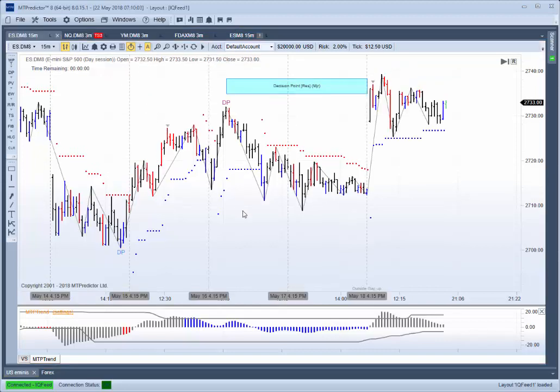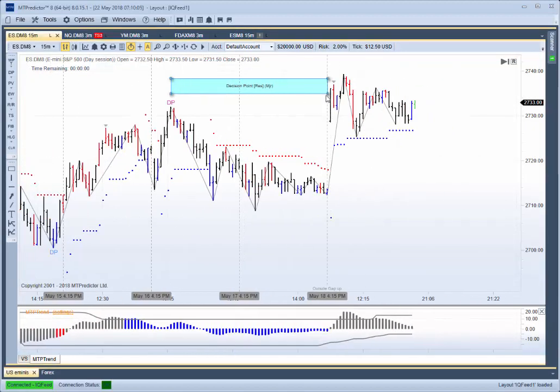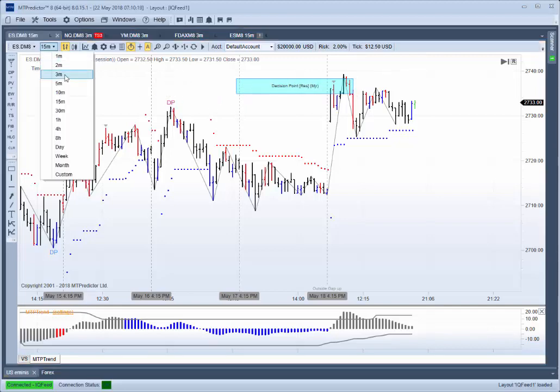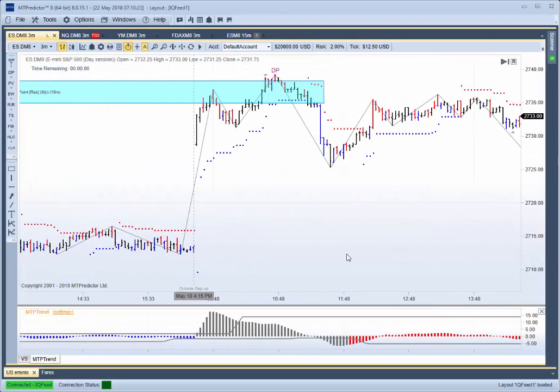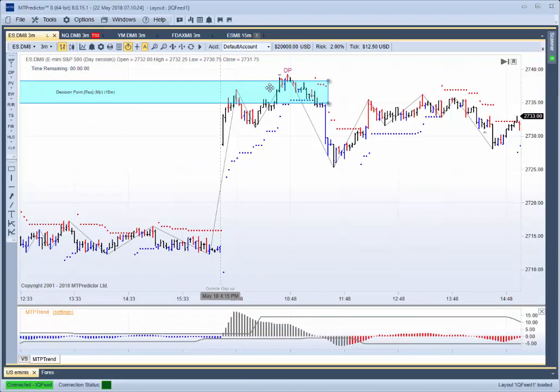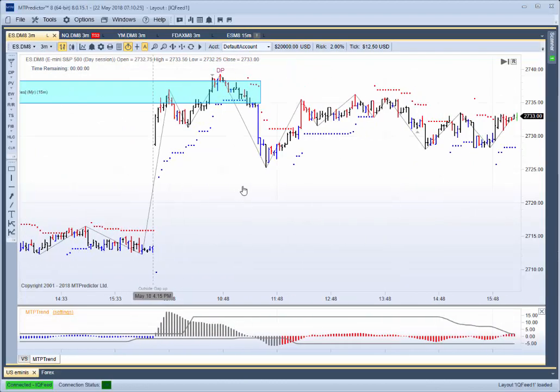So if I turn training mode off, you can see this is what the ES did. It went up, made a first attempt at that DP reversal, came down a bit, then came back up again where the high was eventually made. So let's now see what this looks like on the shorter time frame chart. Can you see here, this managed to nail the high of the day quite nicely indeed.